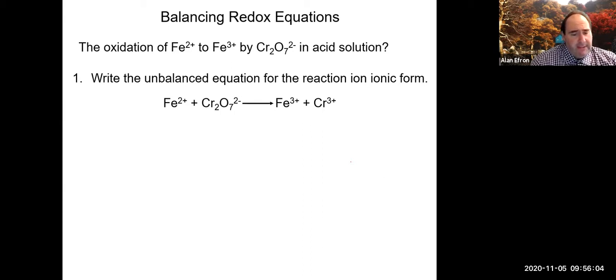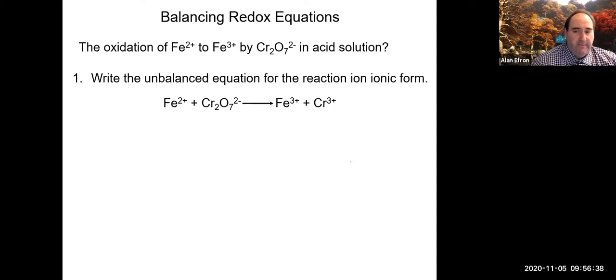We talked about balancing really simple redox reactions, because remember, you can split it into half reactions. We could have an oxidation half reaction, and we can identify it because the electrons are on the product side, like they're being lost or given off. We also have a reduction half reaction, and we can recognize that as having the electrons on the reactant side, like they're being gained.